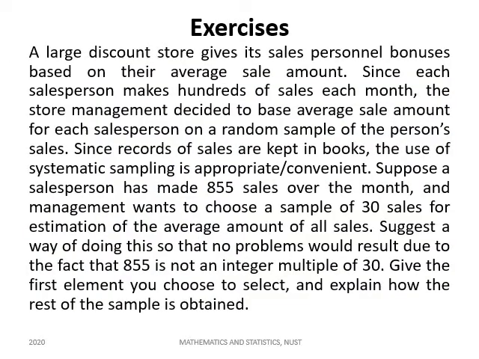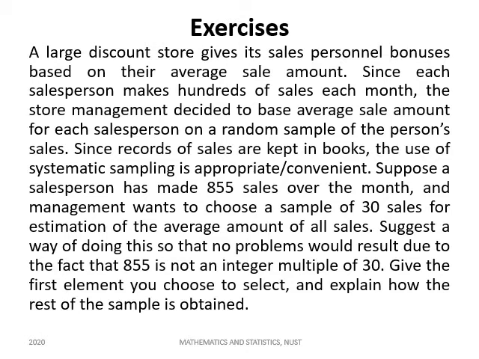Okay, look at another, this is an exercise. Very quickly here, we have a large discount store that gives its sales personnel bonuses based on their average sale amount. Since each salesperson makes hundreds of sales each month, the store manager decides to base average sales amount for each person on a random sample of the person's sales. Since records of sales are kept in books, the use of systematic sampling is appropriate, or it's convenient.